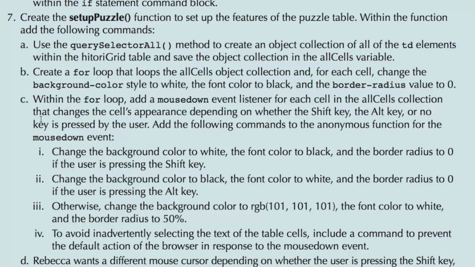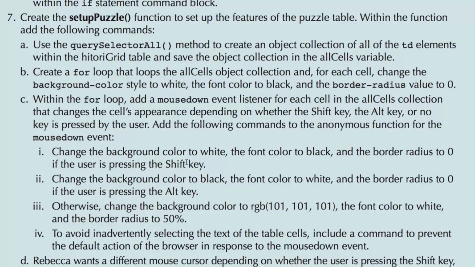Now the next thing we want to do is 7C, within that same for loop, we're going to add a mouse down event listener for each of the cells. And using the mouse down event listener, we'll change the cell's appearance depending on whether the shift key, the alt key, or no key is being pressed by the user. So we want to add the following commands to the anonymous function for the mouse down event.